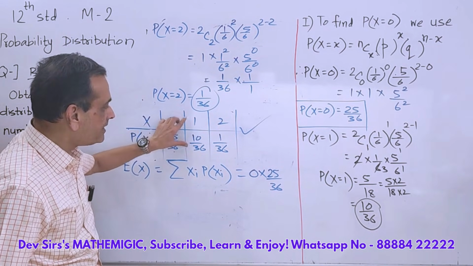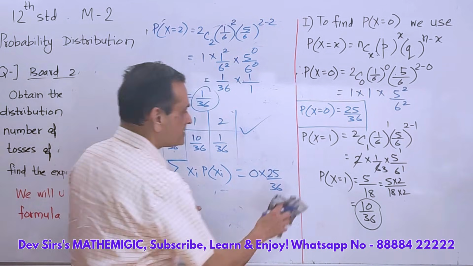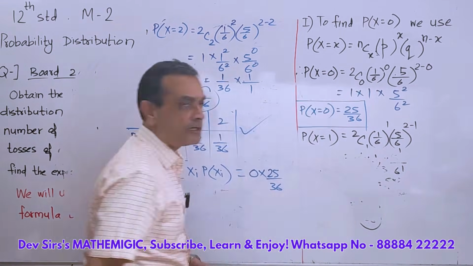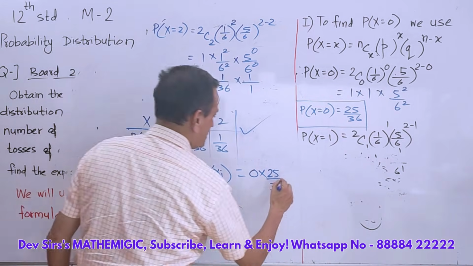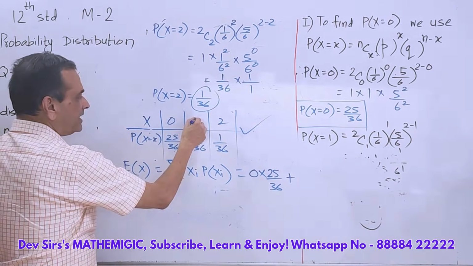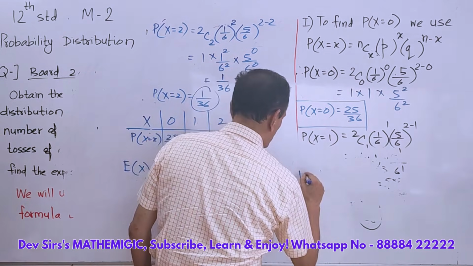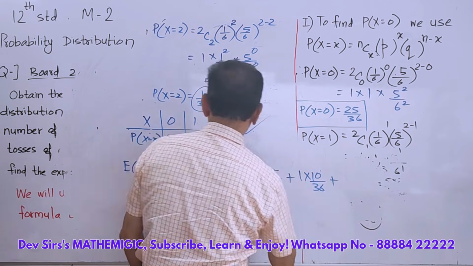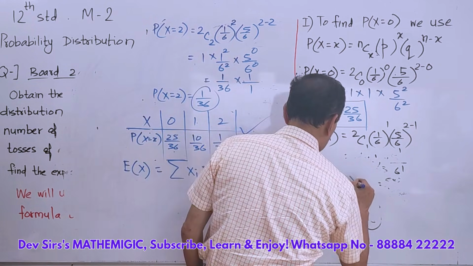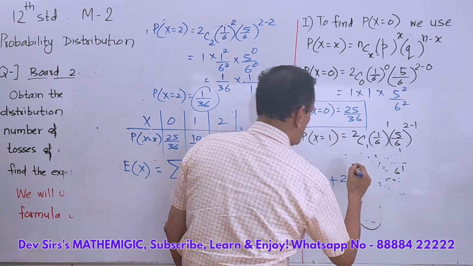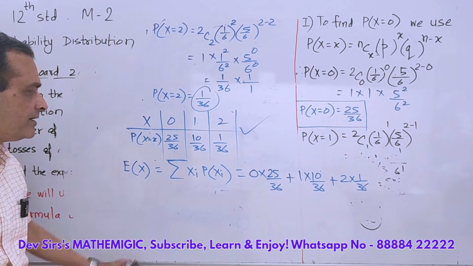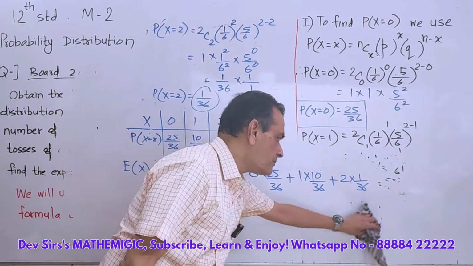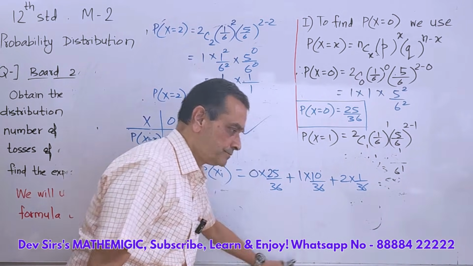Summation means ये multiplication होने के बाद plus add करना है. Take the second product. Summation means to add all the three products, plus 1 into 10/36, plus 2 into 1/36. That is called as expected value, and this is the formula from the probability distribution table.